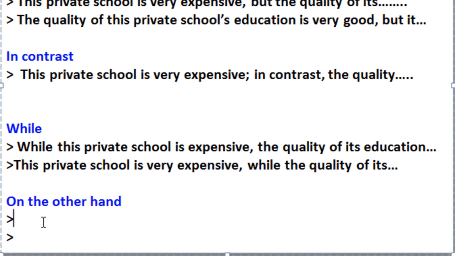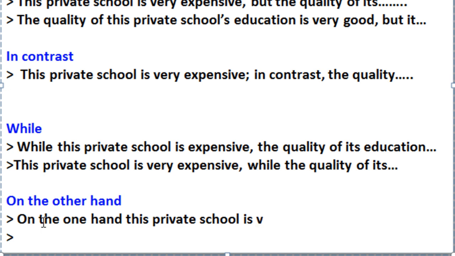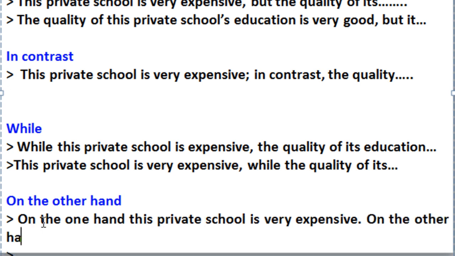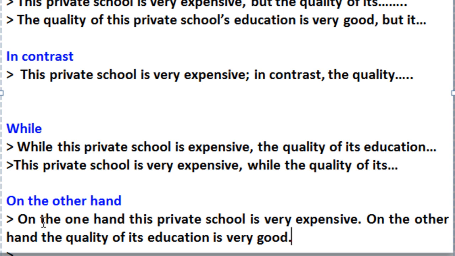Well, let us combine the same pair of sentences using on the other hand. So we said that on the other hand can be used alone, and it goes in the middle of a sentence or within the second sentence. We can also use it with on the one hand. On the one hand should introduce the first sentence, and on the other hand should introduce the second sentence. So let us use it with on the one hand. On the one hand, this private school is very expensive, full stop. On the other hand, the quality of its education is very good. So this is one way.